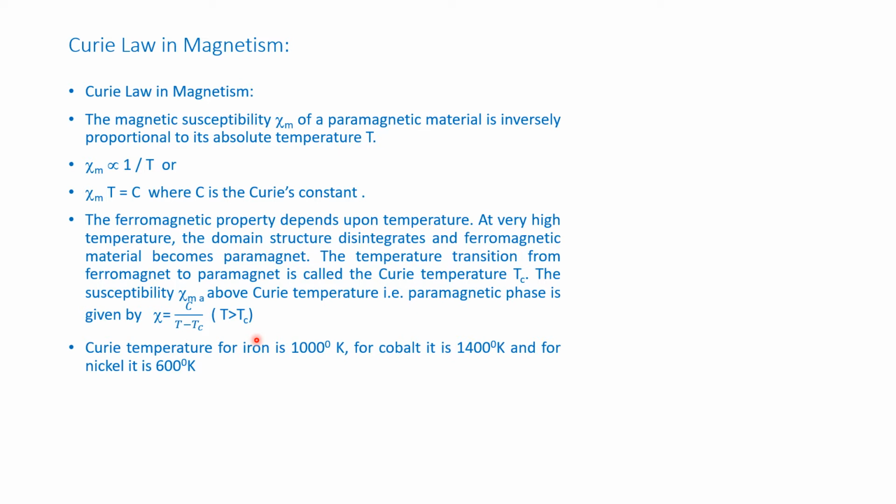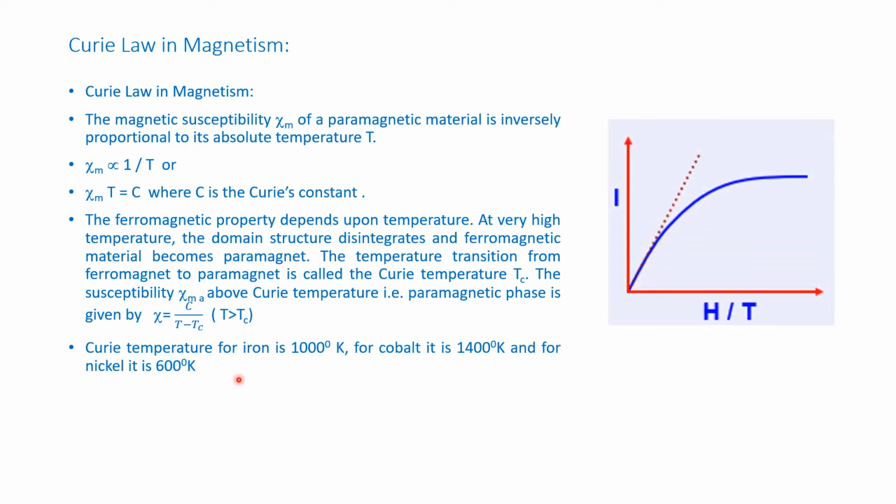Curie temperature for iron is 1000 degrees Kelvin. That is the absolute temperature. 1000 degrees, a very high temperature, it happens. For cobalt, it is 1400 degrees Kelvin, and for nickel, it is about 600 degrees Kelvin. This is the graph of Curie temperature versus the intensity of magnetization.